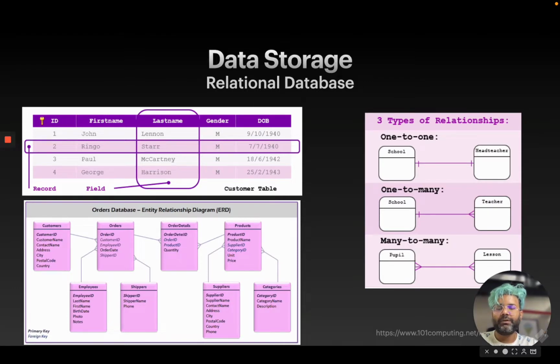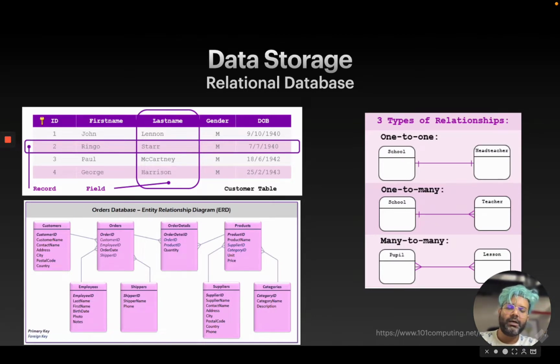Now, when we talk about relations, there are really three kinds of relations that can happen between different tables: a one-to-one relationship, a one-to-many, and a many-to-many relationship. One-to-one is where a record in one table is related to exactly one record in the other table, like the school and head teacher relationship. Every school will have one head teacher and vice versa. Every head teacher will be assigned to exactly one school. So this is where a one-to-one mapping comes into the picture.